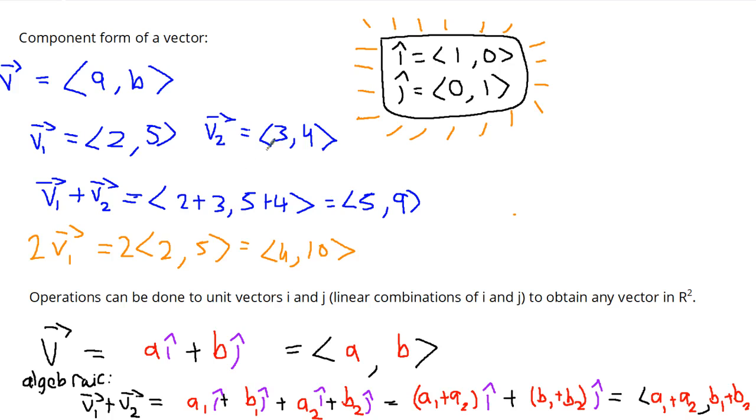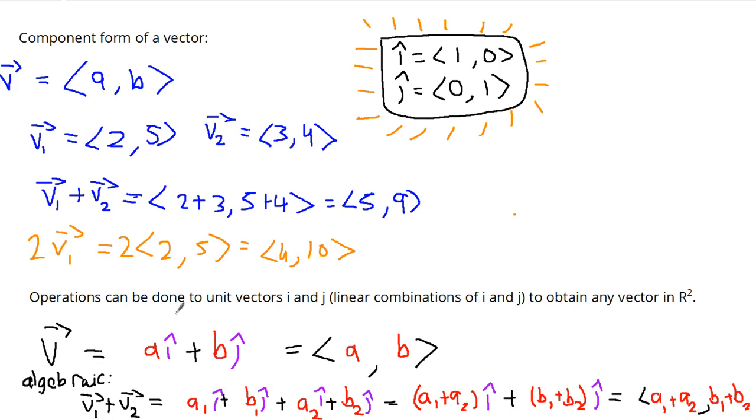<3, 4>. I should have put this kind of before, but whatever. <3, 4>, <2 plus 3, 5 plus 4>. This is how you do the combinations. You can take v1, add it to itself, or you can take like half of v1, and they would all still be a vector. However, multiplication is a little bit different. I'll tell you about that later.